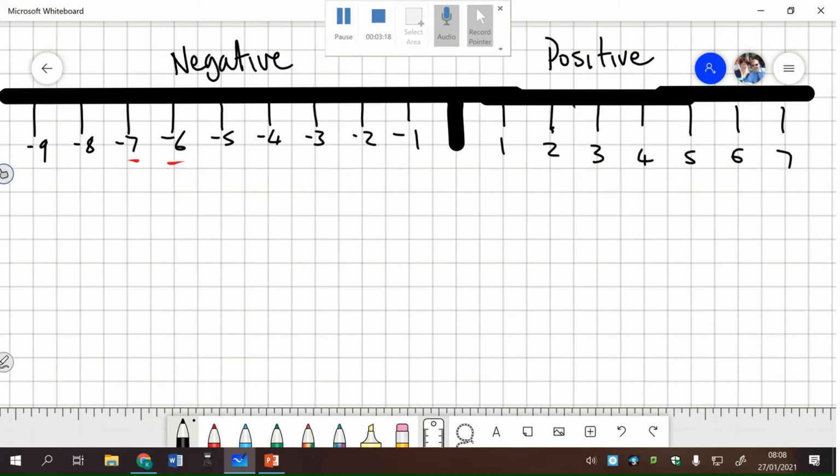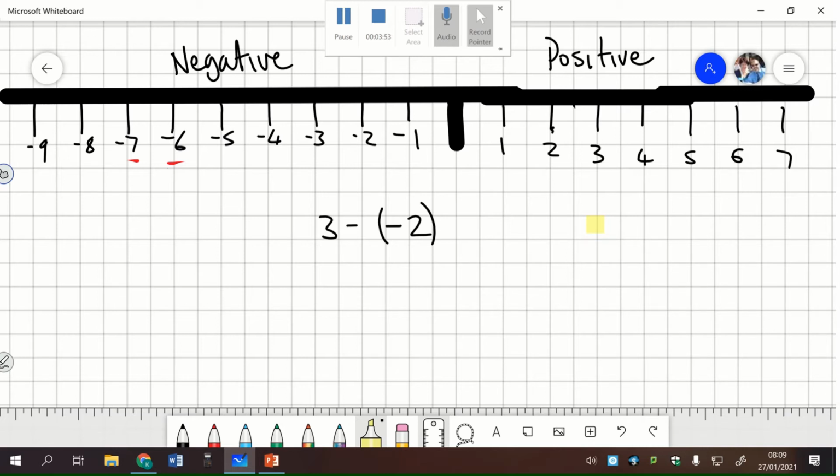So this is where it gets a little bit trickier. Let's go 3 take away -2. What I want you to be thinking of here is that -2 is a number. If it was 3 take away +2, we'd know what to do. We would go to 3, and then we'd take away 2. We'd move left 2 spaces.